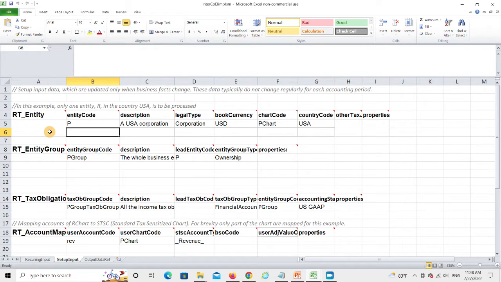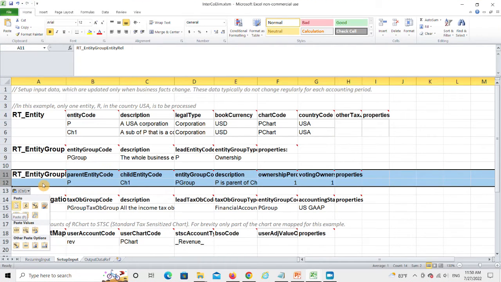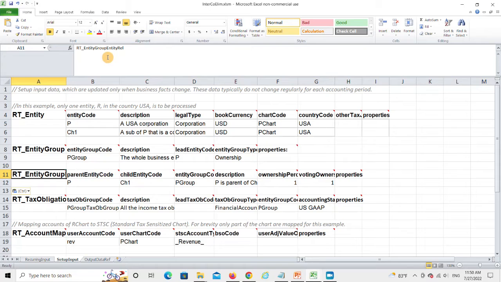Now, let's assume that we have a child entity of P in it. So now we have two entities, P and its child, and we further need to tell the engine that P is the parent of the child and owns the child CH1 100%. So we added an entity group relationship record to tell the engine that P owns CH1 100%.